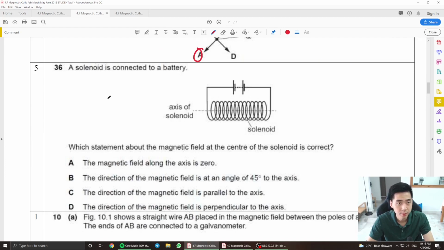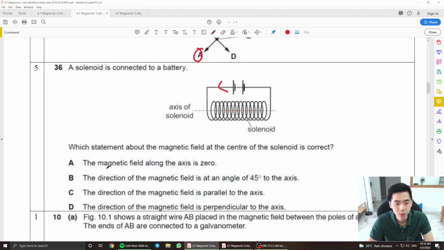Then finally, for the next part, the solenoid is connected to a battery. The current is flowing in this direction. Which statement about the magnetic field at the center of the solenoid is correct? The center of the solenoid, which is this part here. You should understand that the magnetic field does not stop only at the edges here. They actually continue inside as well.